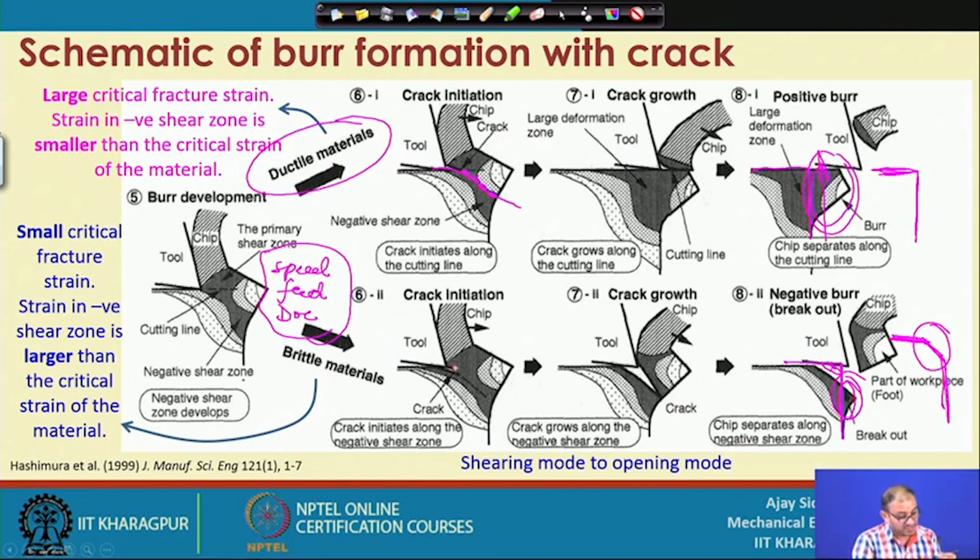That means whatever we are showing here is a very, very generic idea, and it should not be copied or understood as applying to different materials, because we know that if you change the material property, this particular mechanism will change depending on the conditions of the machining operation.